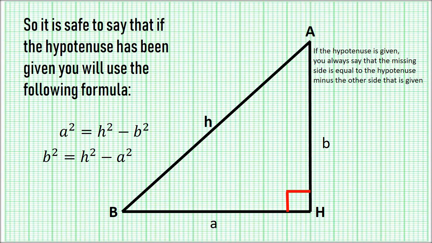Just to reiterate, if the hypotenuse is given, you always say that the missing side squared is equal to the hypotenuse squared minus the other side given squared.